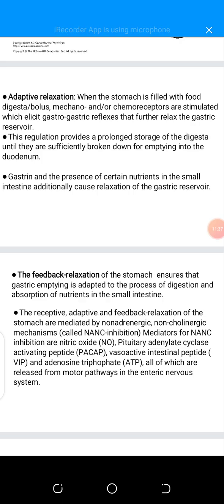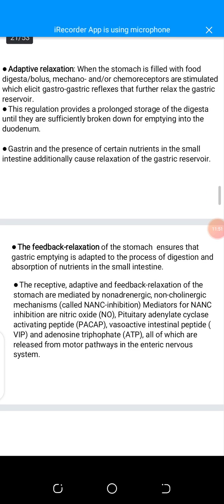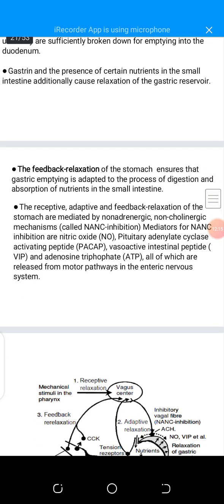The receptive, adaptive, and feedback relaxation of the stomach are all mediated by what we call NANC inhibition, non-adrenergic, non-cholinergic mechanisms. And the mediators for these non-adrenergic, non-cholinergic inhibitions are nitric oxide, pituitary adenylate cyclase activating peptide, vasoactive intestinal peptide, and adenosine triphosphate, all of which are released from motor pathways in the enteric nervous system.